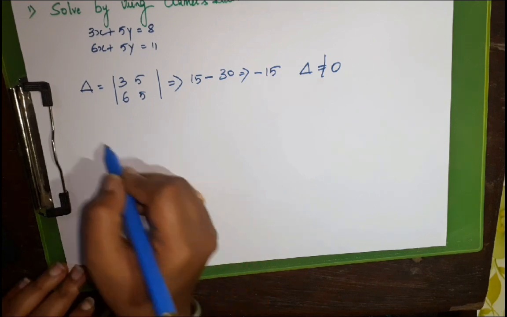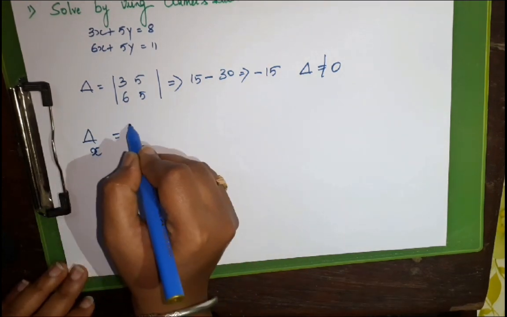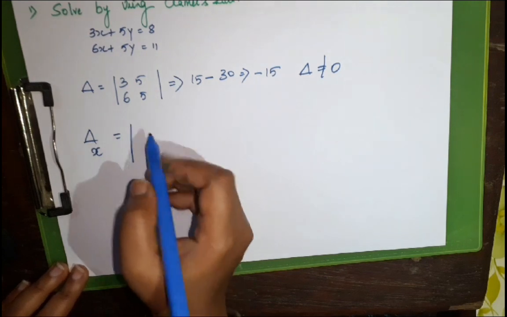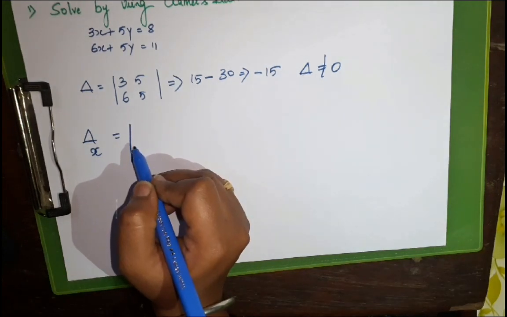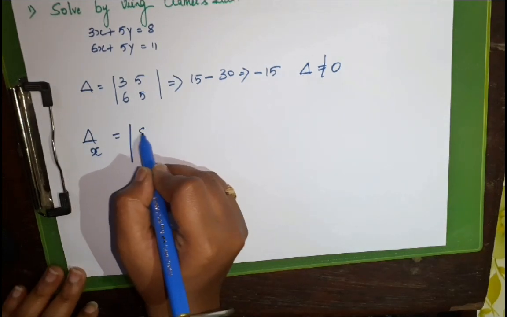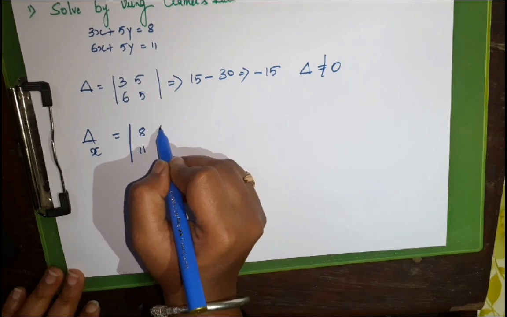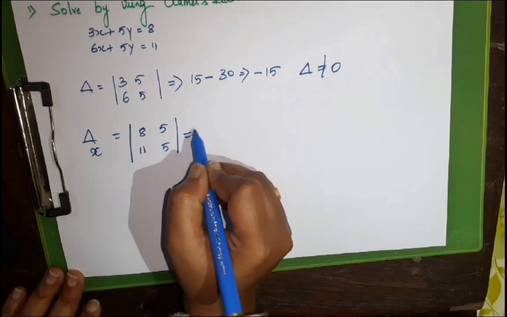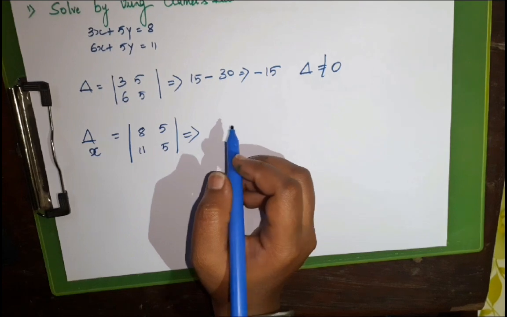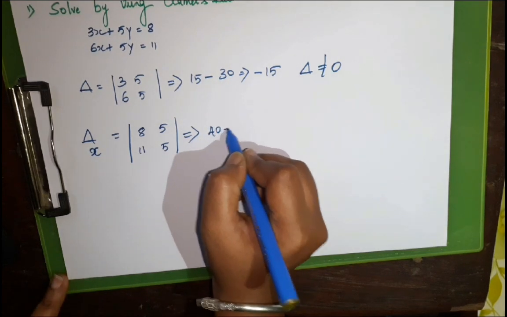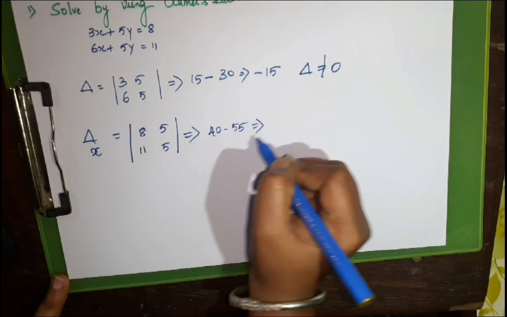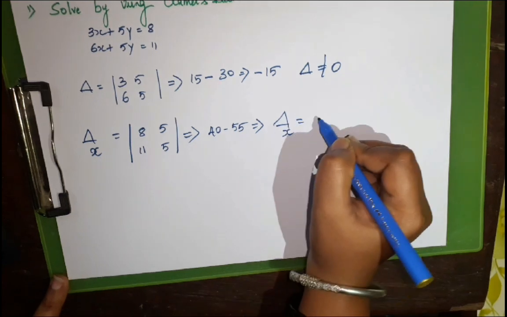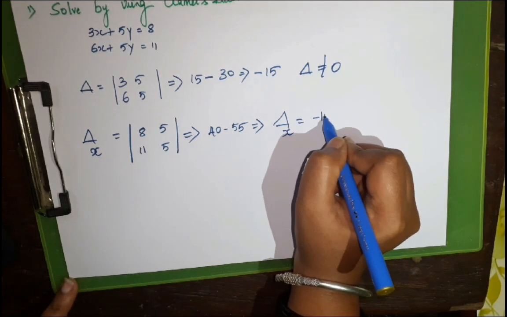In the next step we are finding delta x. The first column will be replaced by the constants, that is 8, 11, 5, 5. So here 8 fives are 40 minus 11 into 5 is 55. So you will get delta x is equal to minus 15.